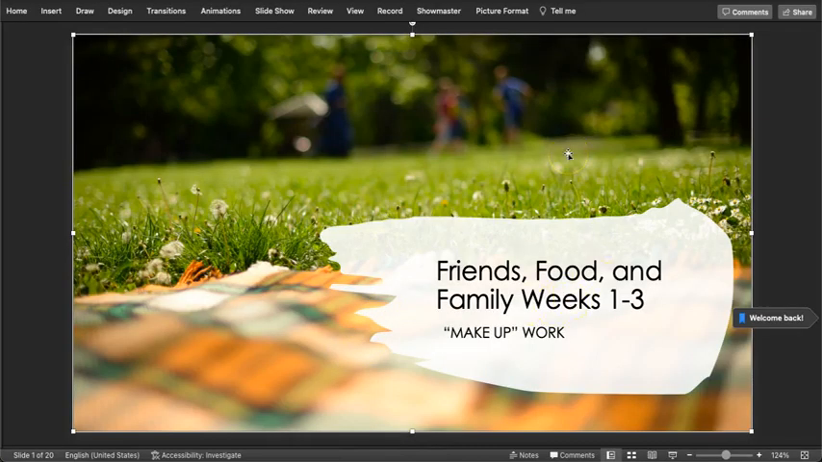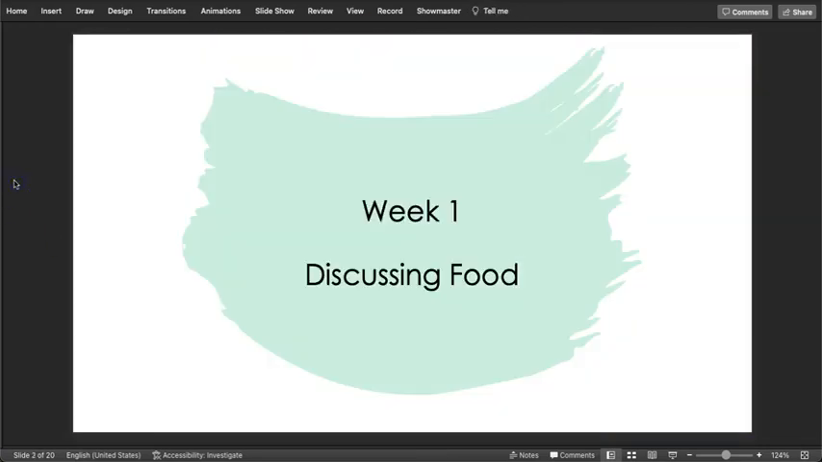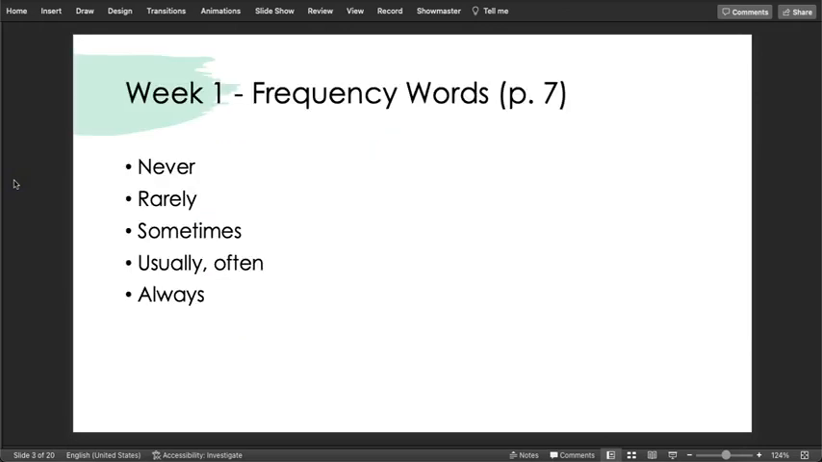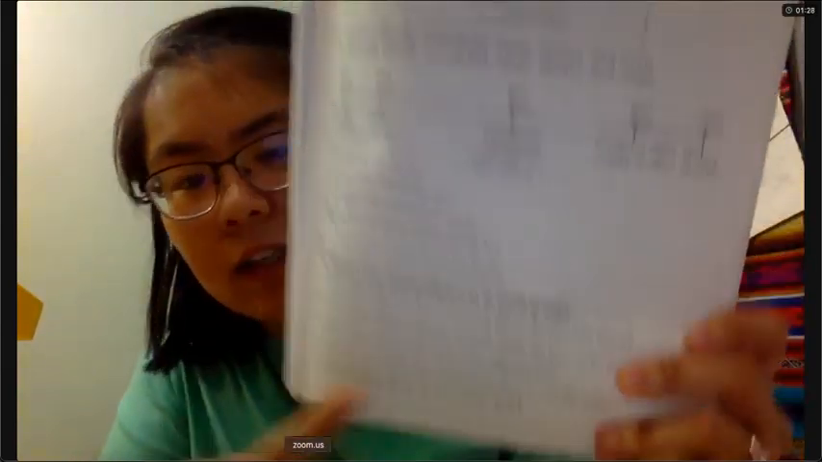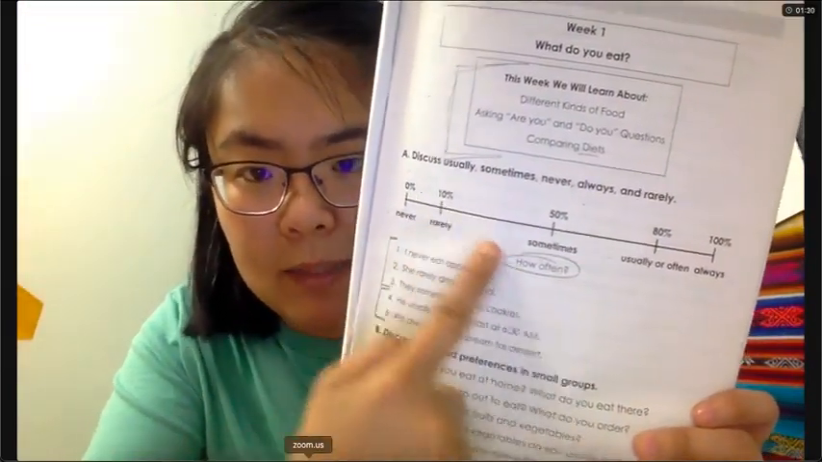Okay. Friends, food, family, weeks 1 through 3. All right. So week 1, we talked about discussing food. The first thing we talked about was words of frequency. You can see them listed on your screen. You can also see them on page 7 with a bit of an explanation.